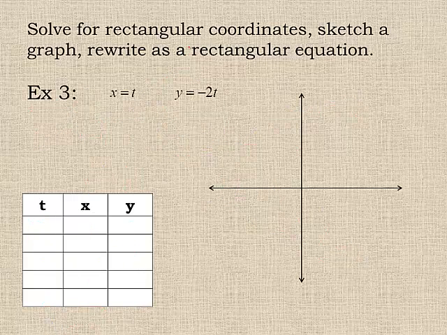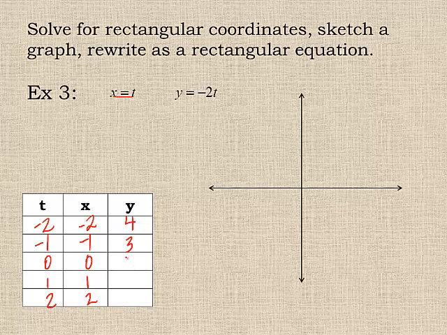Let's try another one. Sketch a graph and rewrite it as a rectangular equation. Same stuff. Let's use our same values for t. You could use any values, but I'm using these standard values so we're all on the same page. For x, well, x is just whatever t is, so I'm going to copy that column because they're equal. y is -2 times t. So -2 times -2 is +4. -2 times -1 is +2. 0. -2, -4.